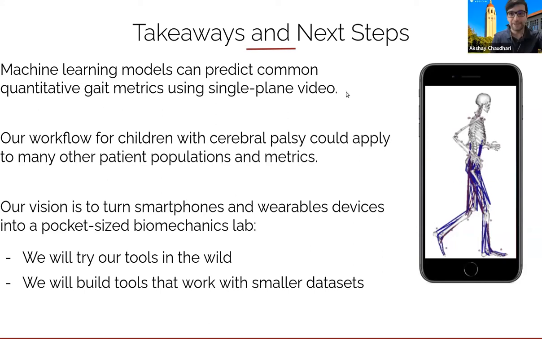Thank you, Lucas, for that very nice overview and a very nice presentation of your work.